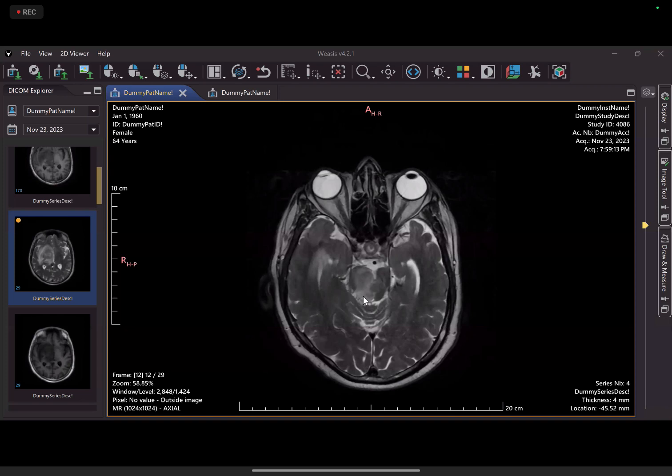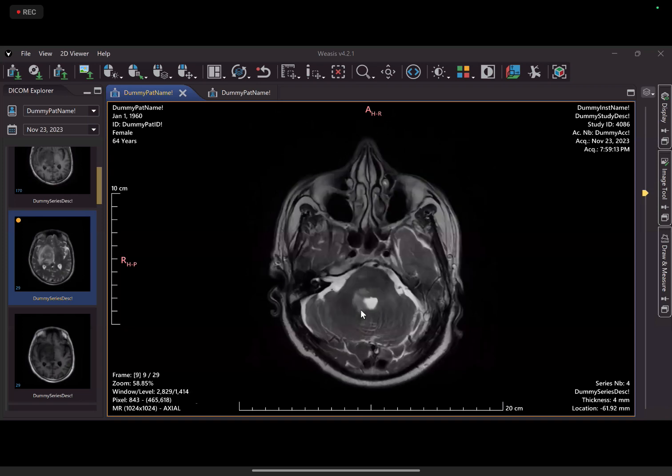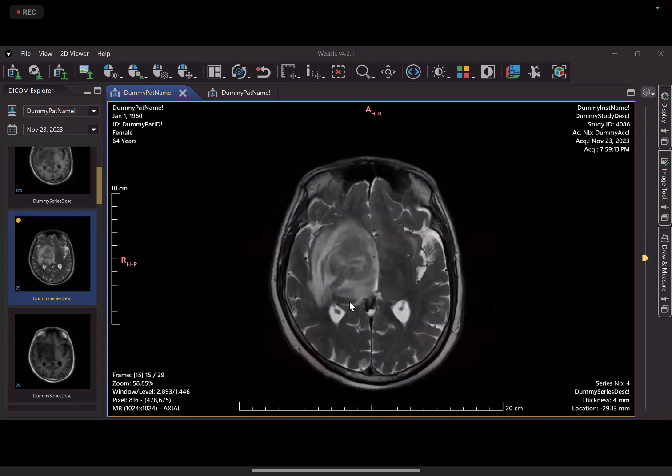So this is the edema, right, or this is the tumor? What do you want to say? This is edema, ma'am. So the edema is extending below, and the lesion is extending till which part? Peduncles, right cerebral peduncle. Okay. So this is the T2.